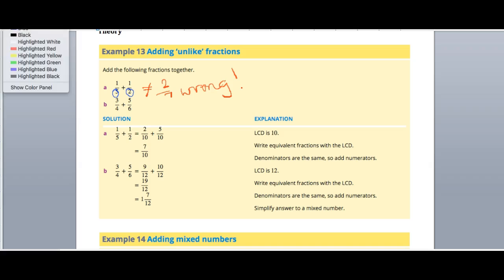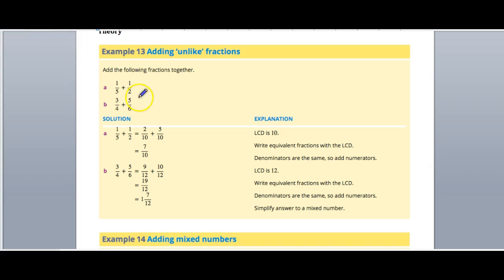So let's have a look at how we actually do it. So 5 and 2, we look for the lowest common denominator. You've got to think of a number that both 5 and 2 go into. Now, if you're struggling, we can look for a common denominator. It might not be the lowest. So you can always multiply these two numbers together. So 5 times 2 gives you 10. And you can see over here in the explanation, it says the lowest common denominator is 10. But it's not always going to be the case.